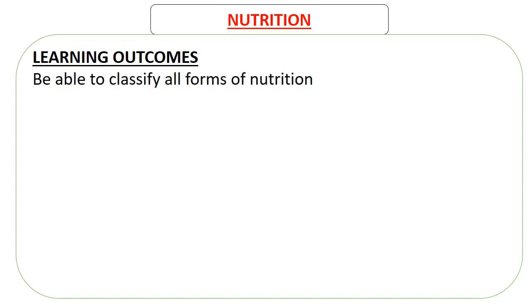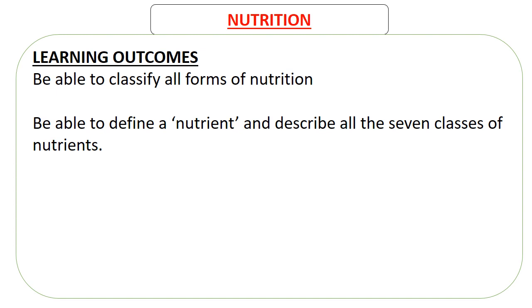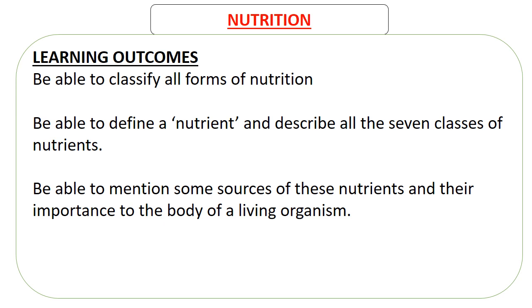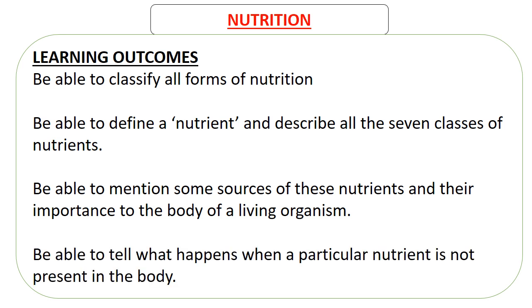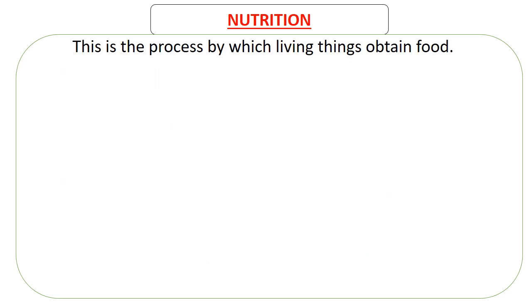Let's get started. At the end of this video and the next one, you should be able to classify all forms of nutrition. You should be able to define a nutrient and describe all the 7 classes of nutrients. You should be able to mention some sources of these nutrients and their importance to the body of a living organism. By a living organism, you should always keep in mind that plants are also living organisms. So whenever we're talking about living organisms, you should also remember that plants are part of this. You should be able to tell what happens when a particular nutrient is not present in the body of a living organism.